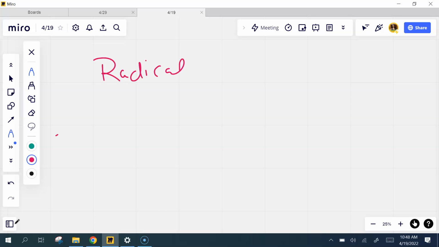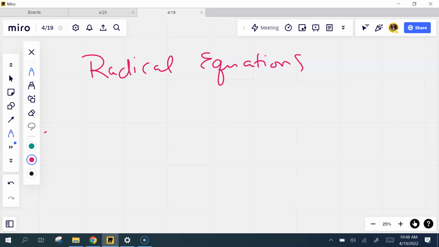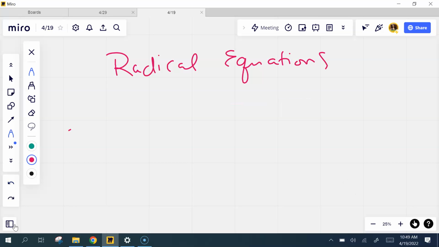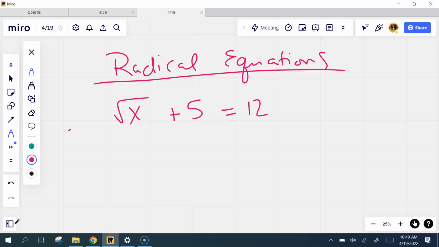So we're going to follow the steps on your sheet to solve these radical equations, but there's a couple things I need to talk about first as far as how to solve here. All right, so step one, and when we're talking about radical equations, we're just talking about equations with radicals in them. So for example, just looking at number one, the square root of x plus 5 equals 12. So some equation that has a radical somewhere in there.